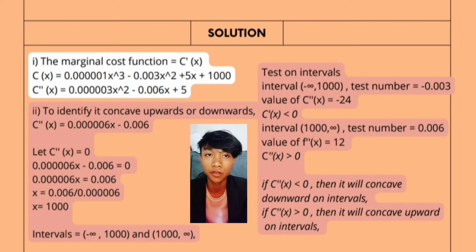And then for the interval 1000 to positive infinity, we use the test number 0.006 and substitute it into the second derivative cost function. We get 12, which is more than 0. From that we can conclude that if the second derivative cost function is less than 0, then it will be concave downward on the intervals, while if the second derivative cost function is more than 0, then it will be concave upward on the intervals.